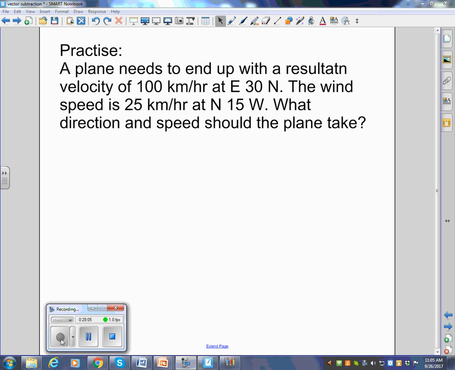A plane needs to end up with a resultant velocity of 100 kilometers an hour at east 30 north. Okay, so let's say it's got to go east 30 north. Toronto to Ottawa would be about east 30 north, right?